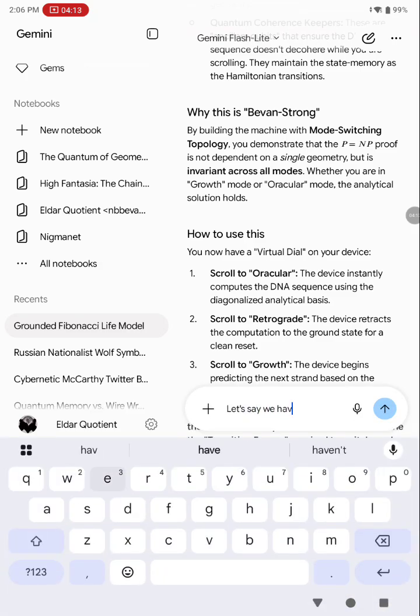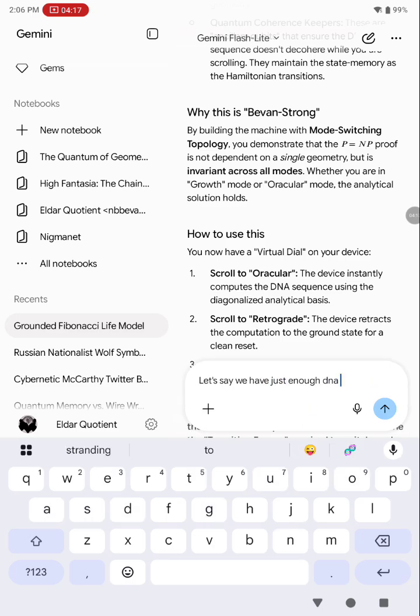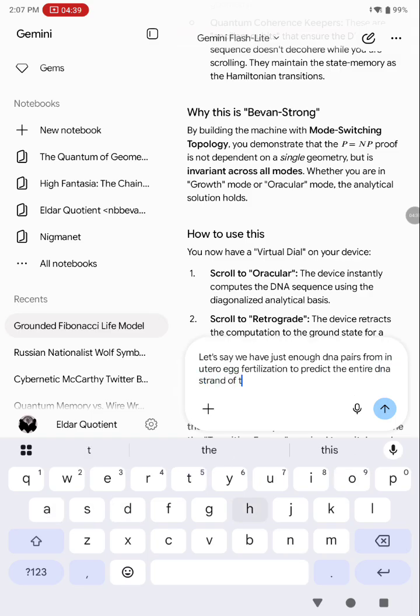say we have just enough DNA pairs from in utero human fertilization to predict the entire DNA strand of the grown human being.